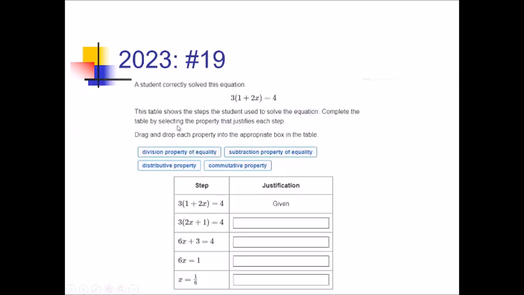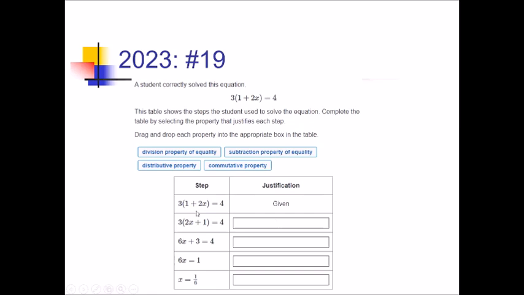On this one, we have a statement that a student correctly solved this equation, and here's the steps down below. Basic idea is they just want us to identify the property that was used for each of these steps. So this is one where you got to know your properties of equality and all that kind of stuff. All right, so let's see.